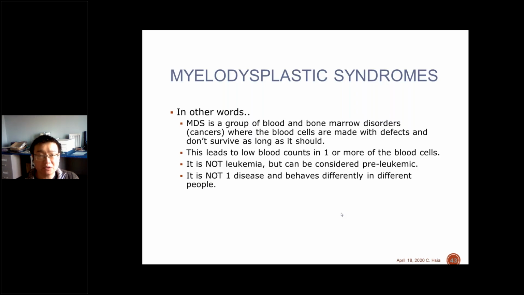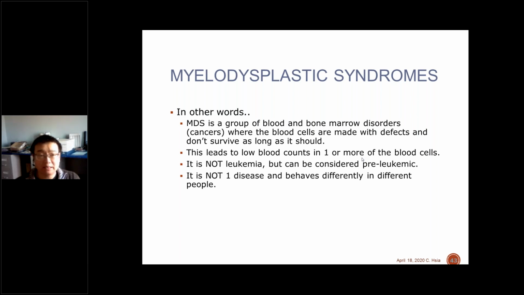So MDS, myelodysplastic syndromes, in perhaps other words than those technical words, is really not one disease, but is a group of blood and bone marrow disorders that if you call it a malignancy, we should really call it a cancer, where the blood cells are made with these defects and they don't survive as long as they should. What this leads to then is that you have low blood counts in one or more of your blood cells. So it might not just be your white blood cells that are low. It may not just be that your red cells are low. You could have maybe white cells and red cells that are low. You might have platelets and white cells that are low. You can have any combination. You can have all three of those being low.